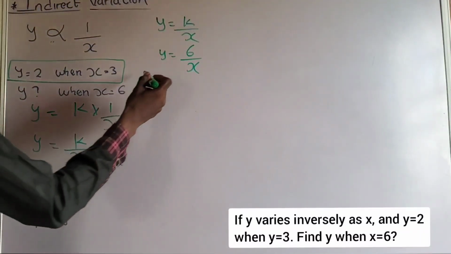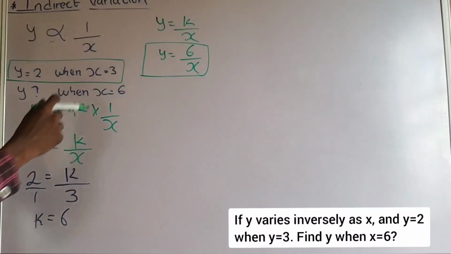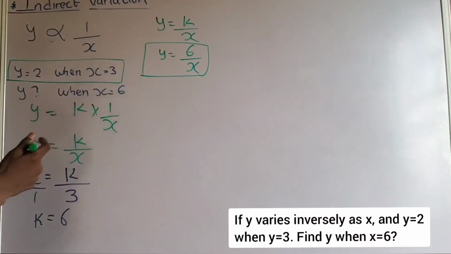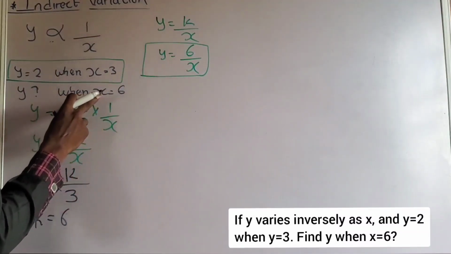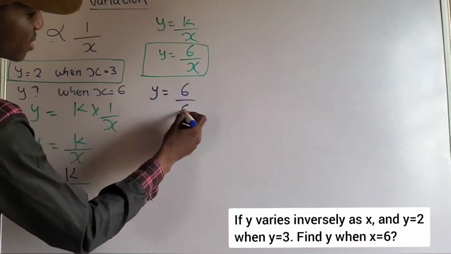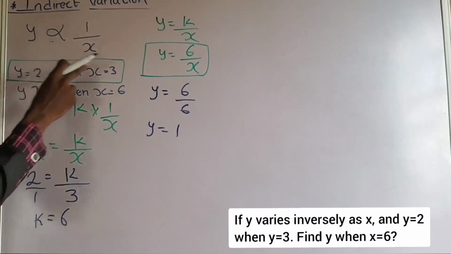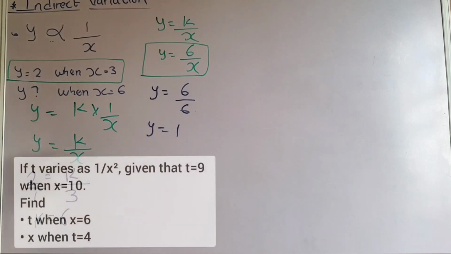Now, this is the relationship that exists between y and x. So when x is equal to 6, I can easily get the value of y. All I have to do is replace x with the value that I'm given. So I'm going to have y equals 6 over 6. So y equals 1. Hence, when x is equal to 6, y equals 1. When y is equal to 2, x equals 3. Okay, let's look at one more example.